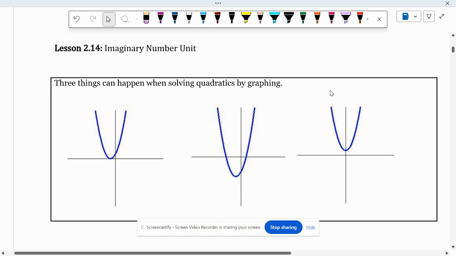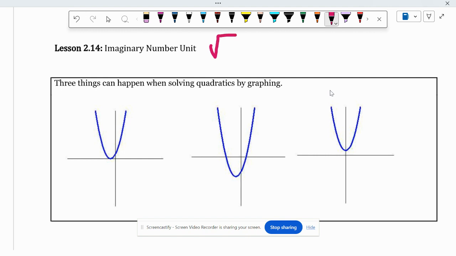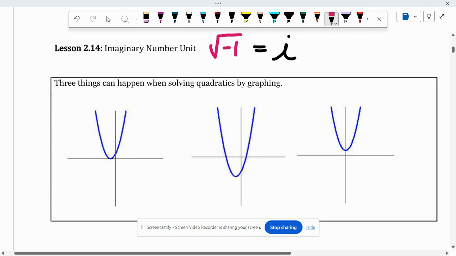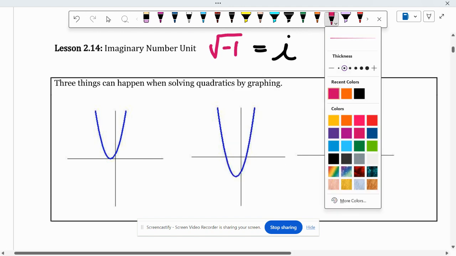The imaginary number unit. Well, remember we just said that the imaginary number unit, I'm going to write this up here nice and big so you guys remember, came from the square root of a negative number. So we took out the square root of -1. We're just going to take that out. And remember we call that i. It stands for the imaginary unit. We're going to just call it little cursive i.